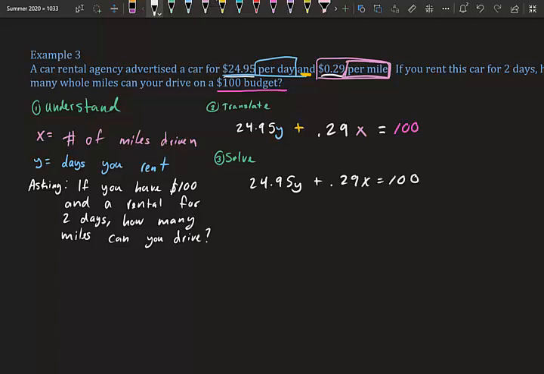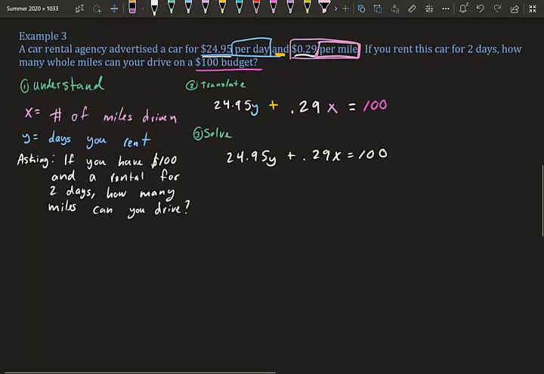So let's look back to see what they're giving us. You see how going back and rereading really does help. So a car rental agency advertised a car for $24.95 per day. Okay, I have that number. And 0.29 per mile, I have that. If you rent this car for 2 days, how many miles can you drive if you have a $100 budget? So we have the $100 budget. The number that we didn't use, and they give it to us, is the 2 days.